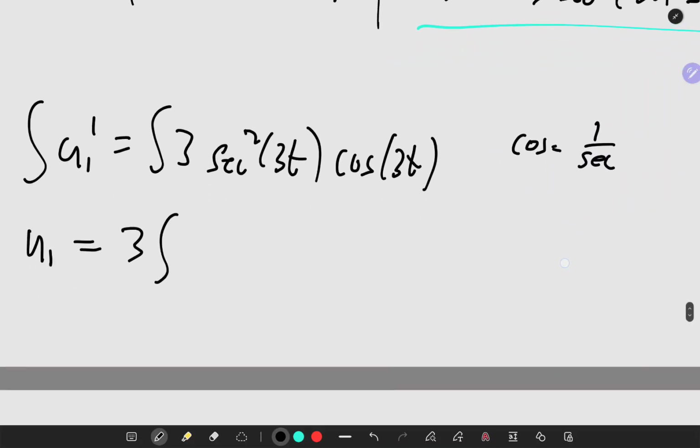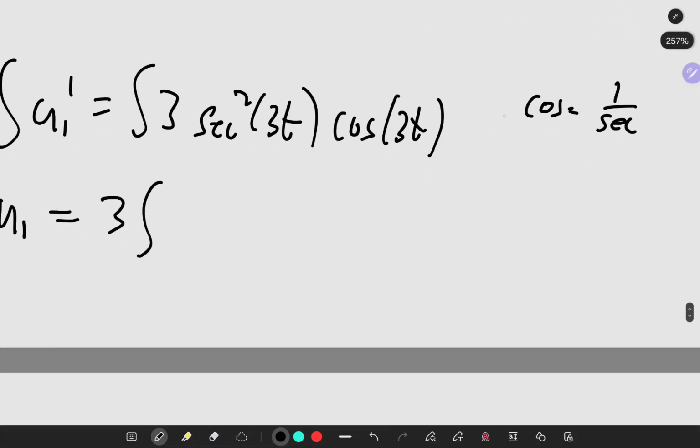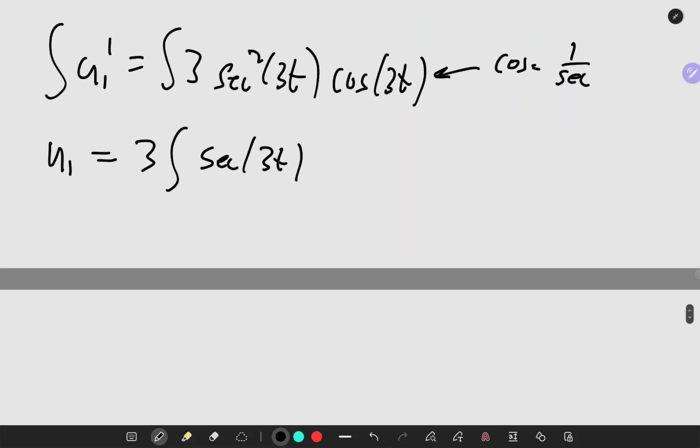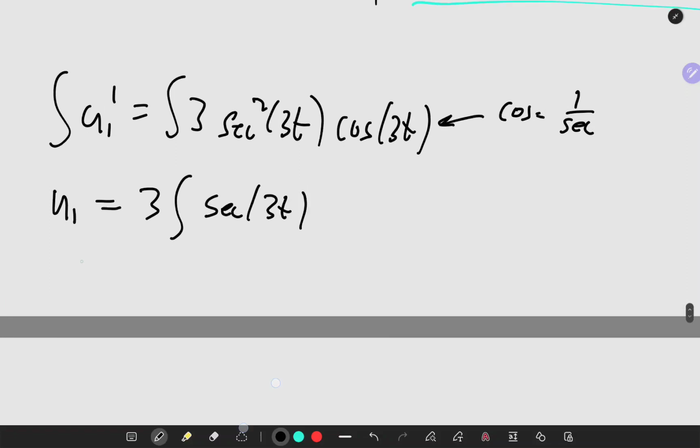Okay, so knowing that, this would become just secant of 3t, right? See how that happened? So now u1 would just be the integral of secant, which is, what is that? I have it memorized. I had all these memorized. I think it's the natural log of secant x plus tangent x.